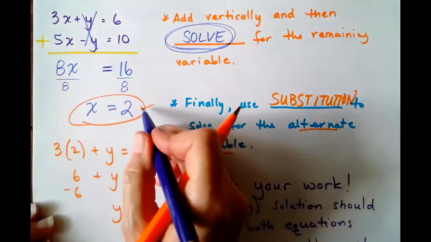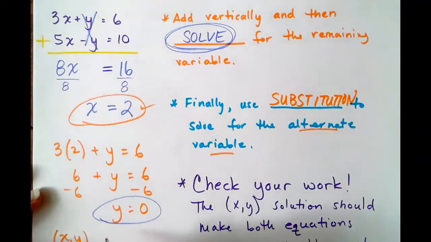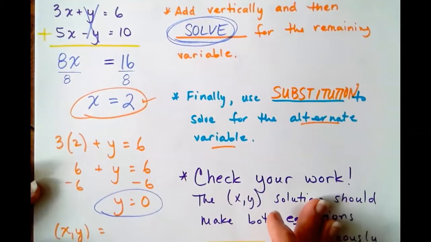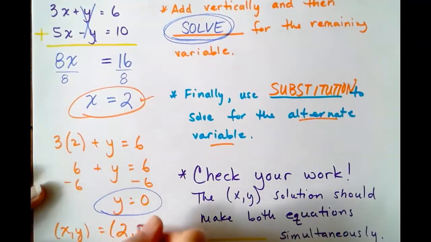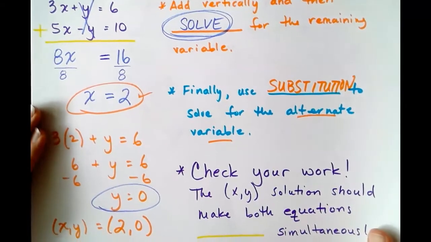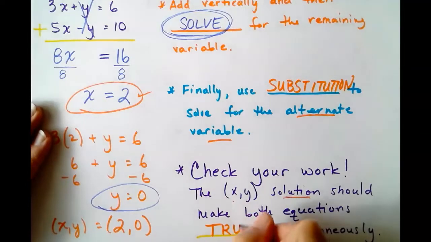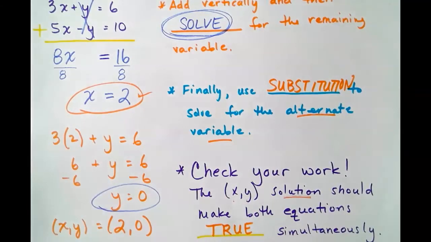So we have our x and we have our y. Remember, solutions to systems come in the form of x, y. So our solution to our system is 2, 0. Now remember, we want to check our work here. So to check our work, the xy solution should make both equations true simultaneously. So let's take our point and let's plug it into the equation that we did not use on the last part of the problem.